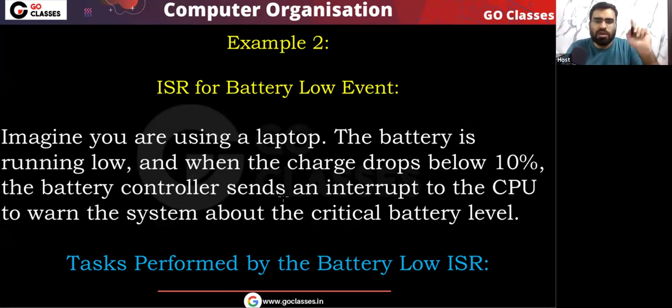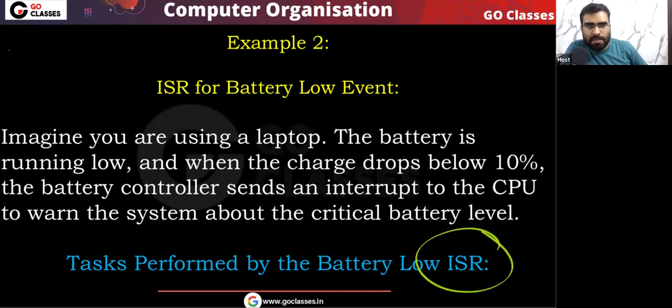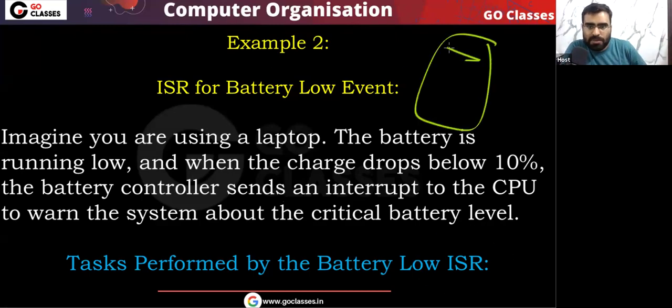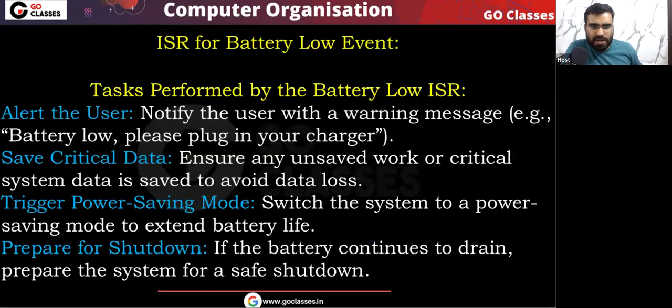Think about your own computer. In your computer, if the battery is very low, less than 10%, what is the first thing that will happen? Tell me. The first thing that will happen inside this ISR, remember, the CPU is servicing the interrupt. So in this interrupt service routine, the first thing that will happen is we will give a warning to the user. Yes or no? We will display the warning. Do you agree? Okay, so let's see this.